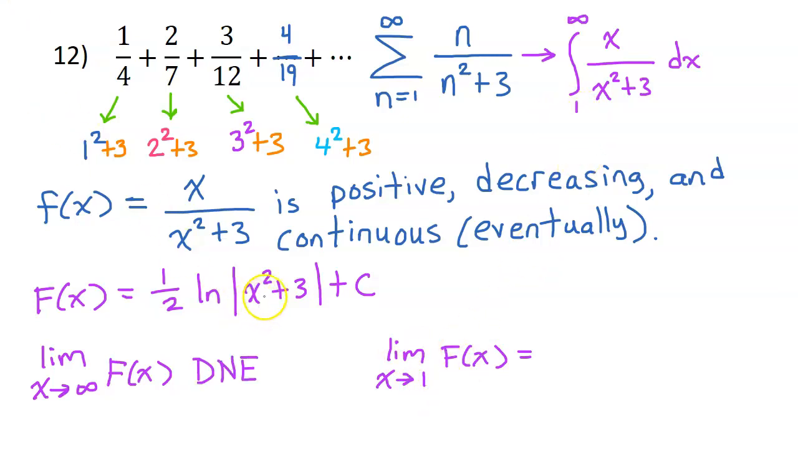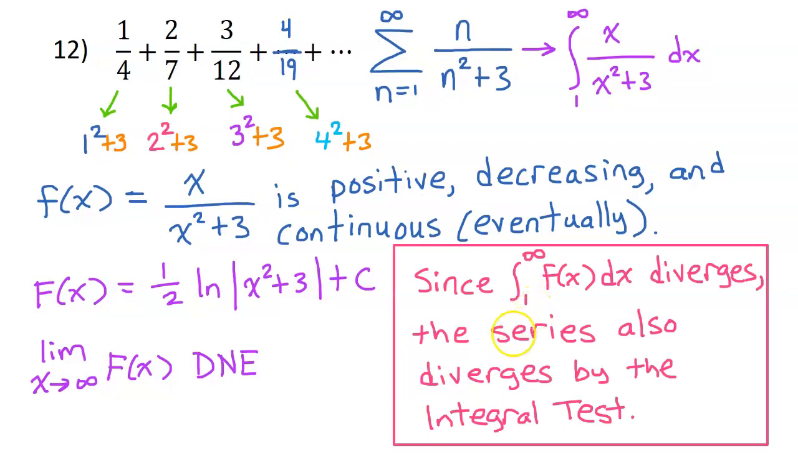However, as x approaches infinity, this expression just gets bigger and bigger and bigger. So the first limit does not exist. If even one limit does not exist, it means the improper integral diverges. So we don't need to find the second limit. In summary, we say, since the improper integral diverges, the series also diverges by the integral test.